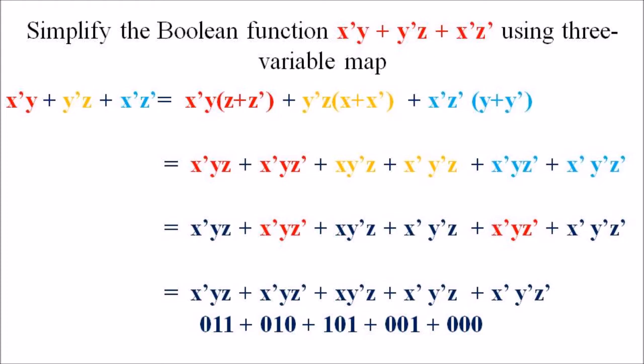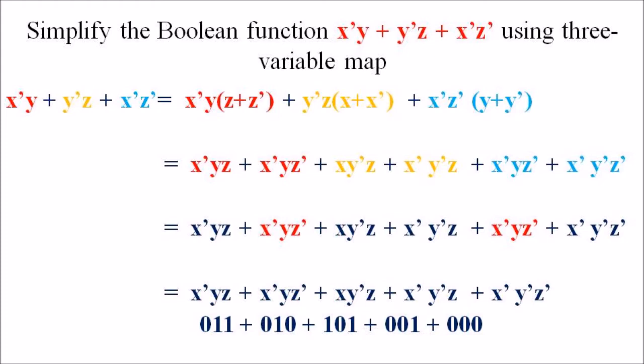For that, x' y should be ANDed with z + z'. By doing this there will not occur any change, since z + z' simply means 0 + 1, which is equal to 1, and 1 ANDed with x' y means x' y itself. So net effectively there is no change. Thus the function can be expanded as x' y (z + z') + y' z (x + x') + x' z' (y + y').